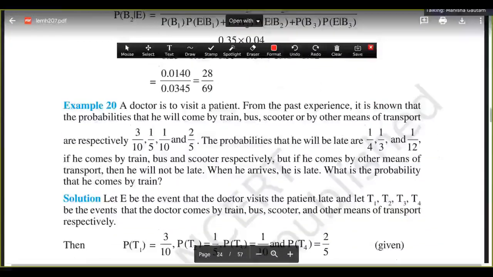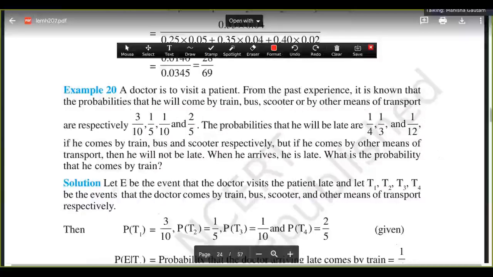A doctor is to visit a patient. From past experience, it is known that the probabilities that he will come by train, bus, scooter, or by other means of transport are respectively 3 by 10, 1 by 5, 1 by 10, 2 by 5. The probabilities that he will be late are 1 by 4, 1 by 3, 1 by 12. Okay, the means of transport are given, and when he is late is given to you.